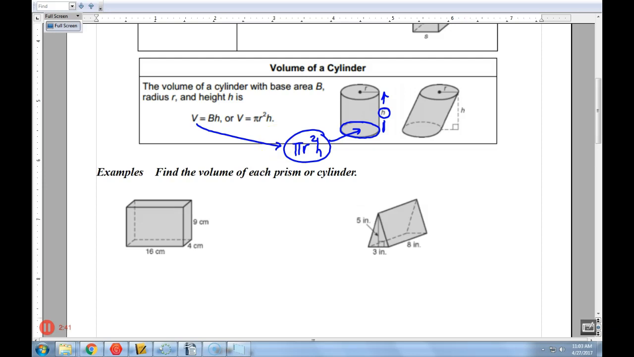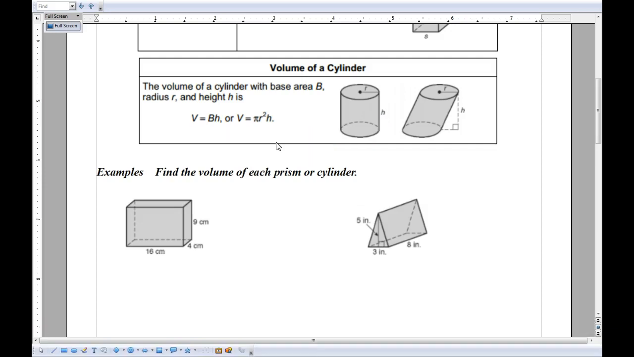So today should flow pretty easy. I find volume a lot easier than surface area. I think it's a much easier calculation, so these ones shouldn't be too bad. So let's jump into our examples.